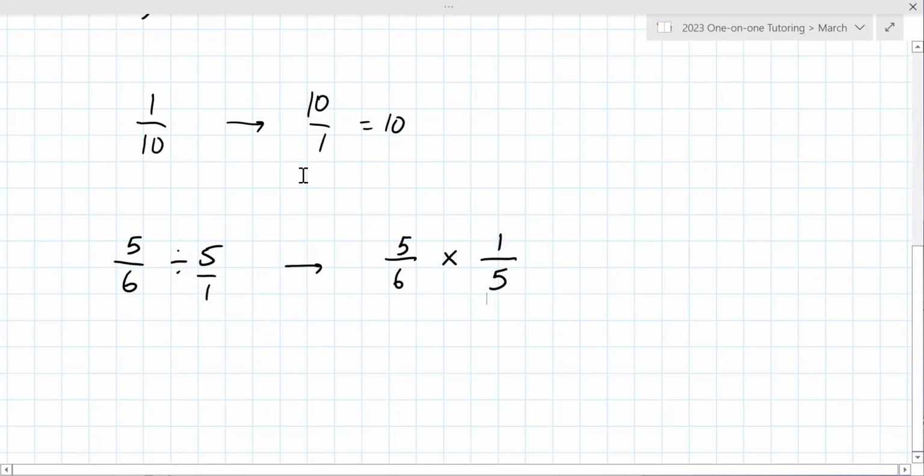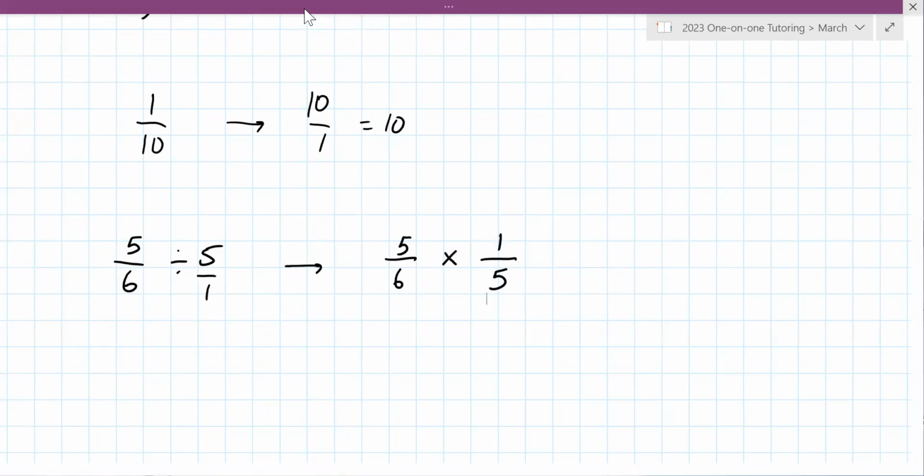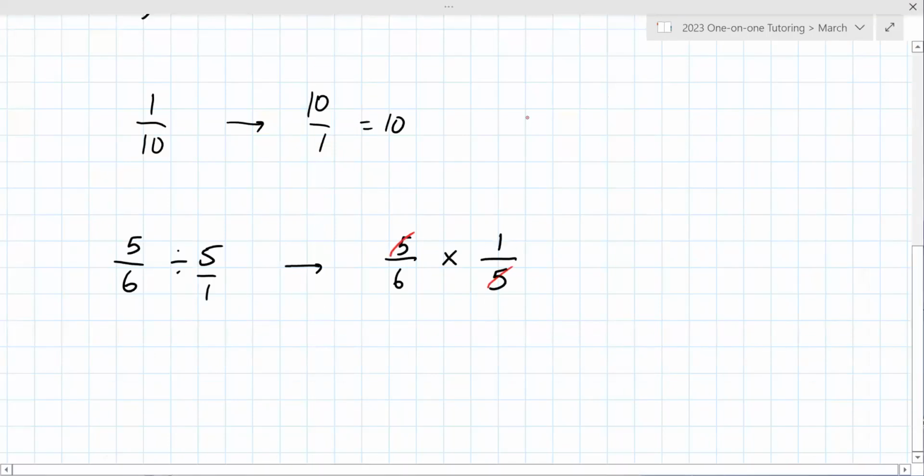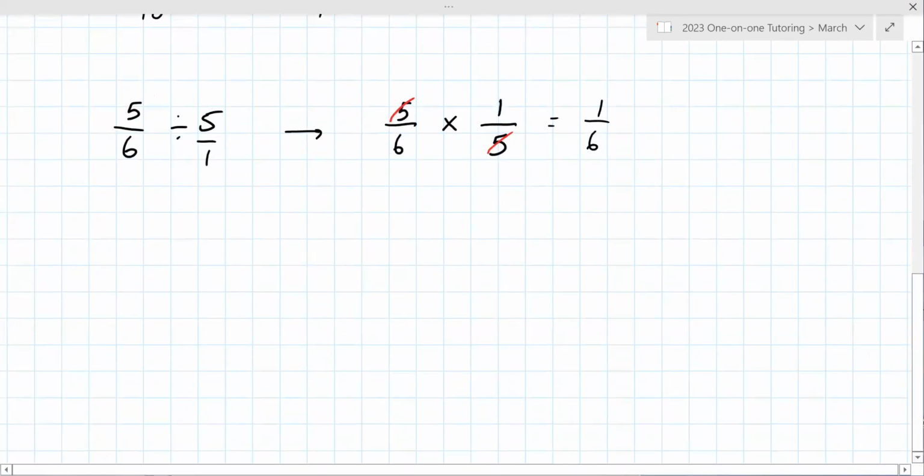So you can pre-cancel. Yeah, you can. If you see the 5 and the 5, and then what's left over? 1/6. Good. Okay, so give me the next problem you've got there.